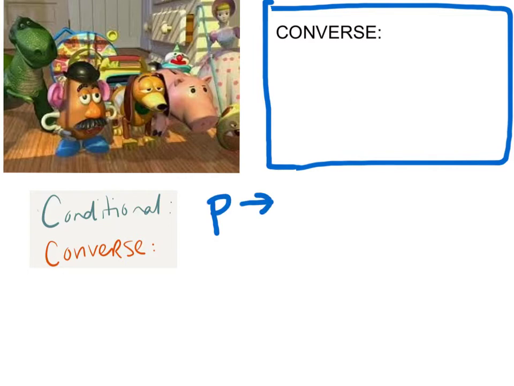If P, then Q. If you'd like to write the converse of a conditional, you simply switch the conclusion and the hypothesis, and there is your converse. The converse is when I switch the conclusion and hypothesis. That's it. Go ahead and write in a little definition for yourself, and on the next slide, we will practice writing a converse.